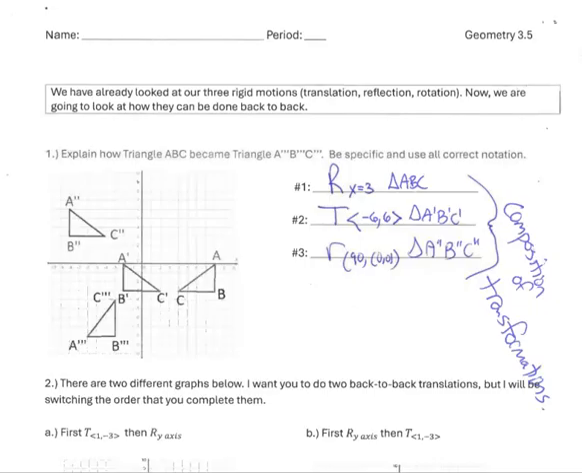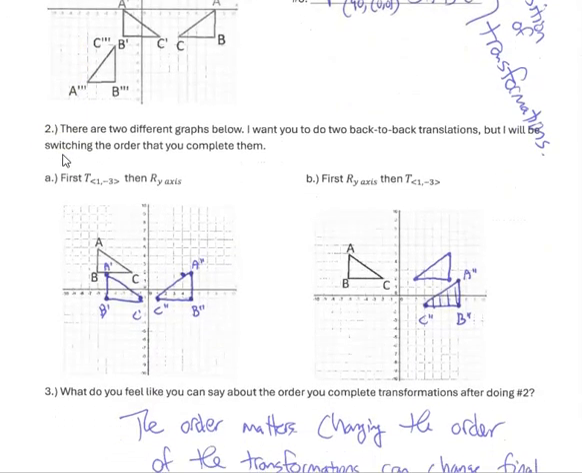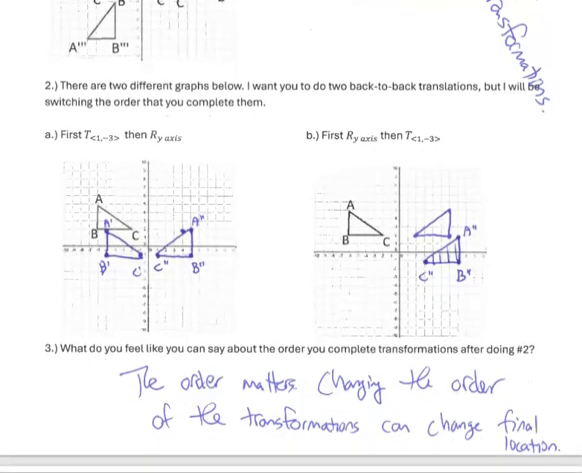On the next one, it says there are two different graphs below. I want you to do transformations back to back. It says translations, it's supposed to say transformations. But I'll be switching the order that you complete them. So you first take your triangle, go right 1, down 3, redraw it, and then flip over the y-axis, and you can see where it ends up. The next one, you're first going to flip over the y-axis, and then you're going to go right 1, down 3.